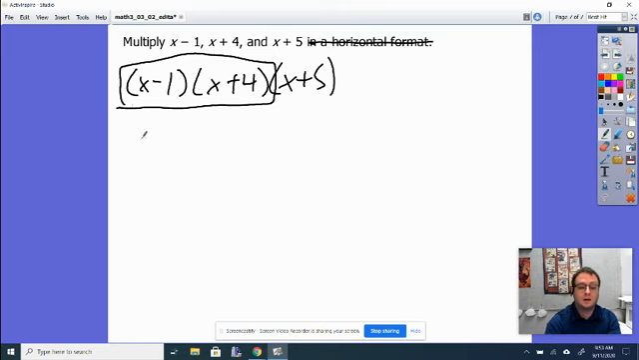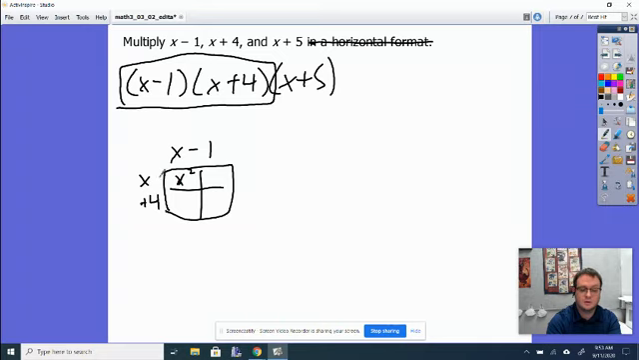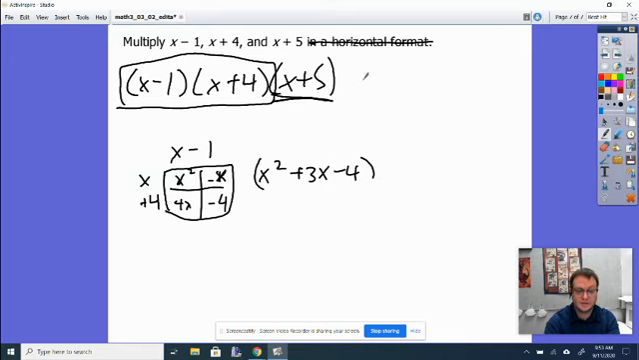So I'm going to do x minus 1, x plus 4: x squared, negative x, 4x, minus 4, so x squared plus 3x minus 4. Now all of this is still times that x plus 5. So I'm bringing that x plus 5 back, and I'm going to do the exact same thing that we did on the last one.